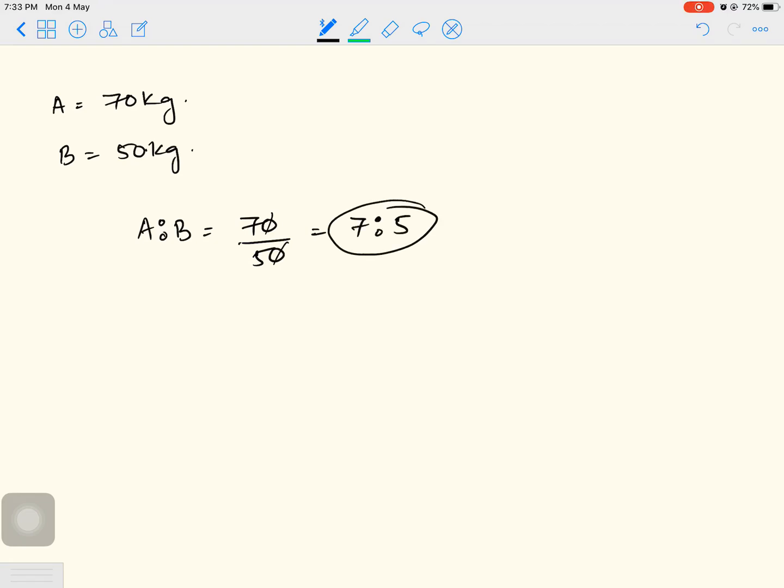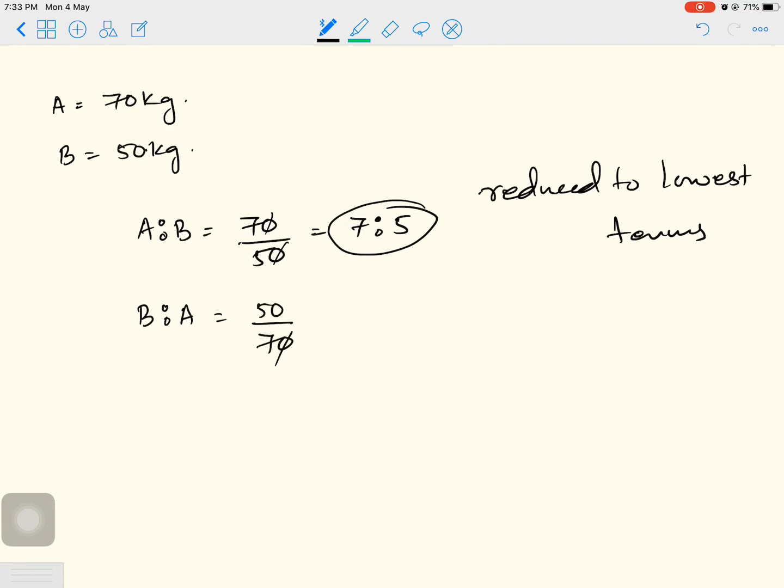Remember, a ratio is always reduced to the lowest terms. What does that mean? That means you just have to cancel till it is cancelable, as much as you can. Whereas, what will be B is to A? B is to A will be something different now, because you have to write 50 first and 70 down, so 0 gets cancelled. It will be 5:7. Clearly we see that A is to B is different from B is to A, because A is to B is 7:5, whereas B is to A is 5:7.